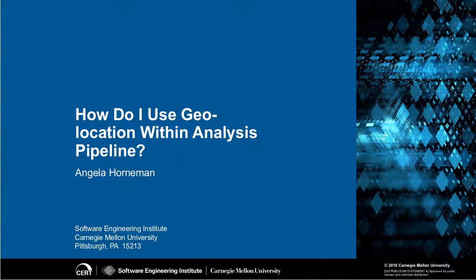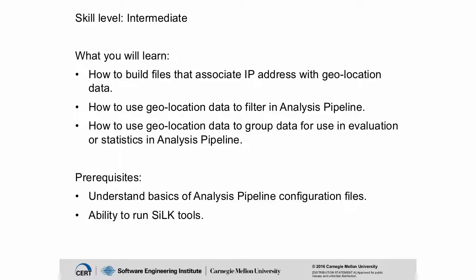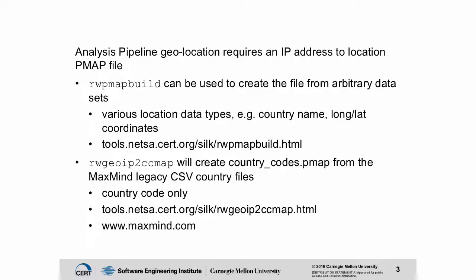How do I use geolocation within Analysis Pipeline? Analysis Pipeline supports use of mapping files to map IP addresses to values. This functionality can be used to implement geolocation within pipeline analyses. Geolocation can be used to filter flows to or from specific locations, or to group flows for analysis.